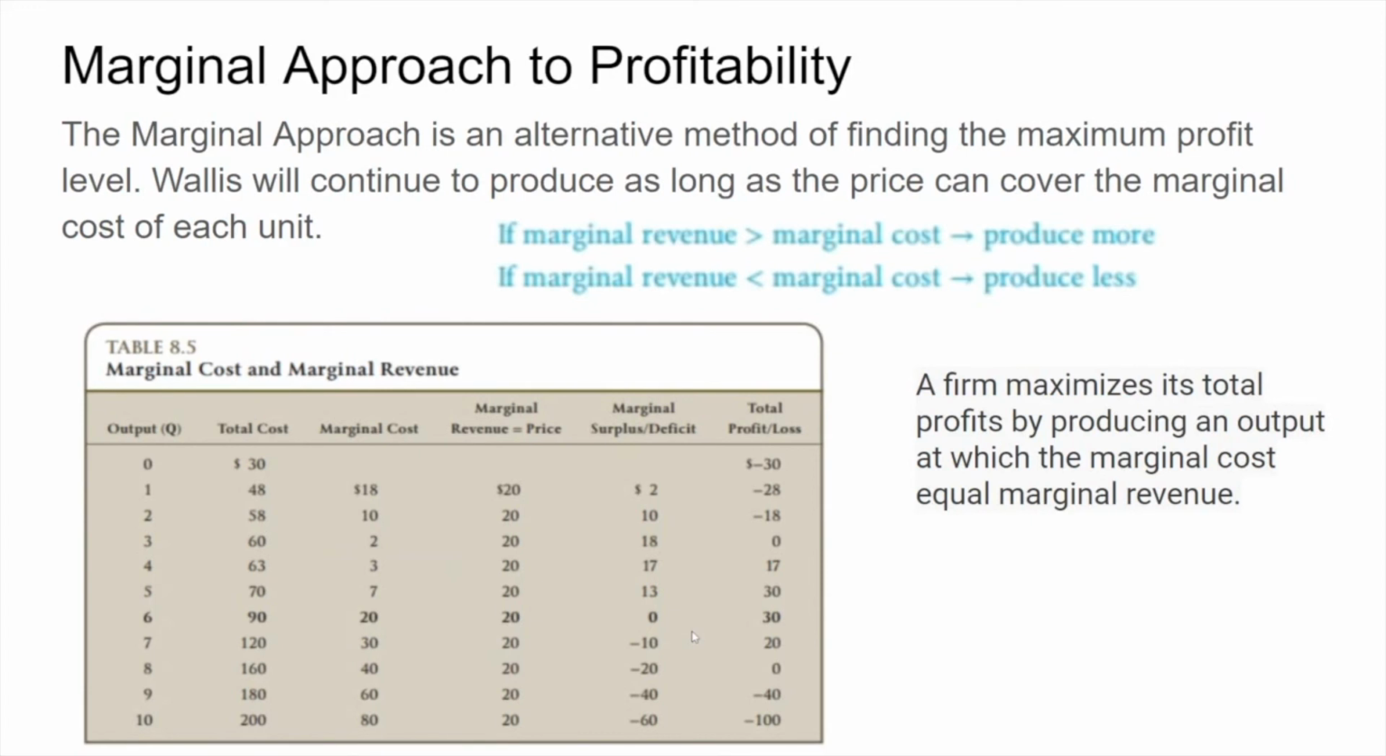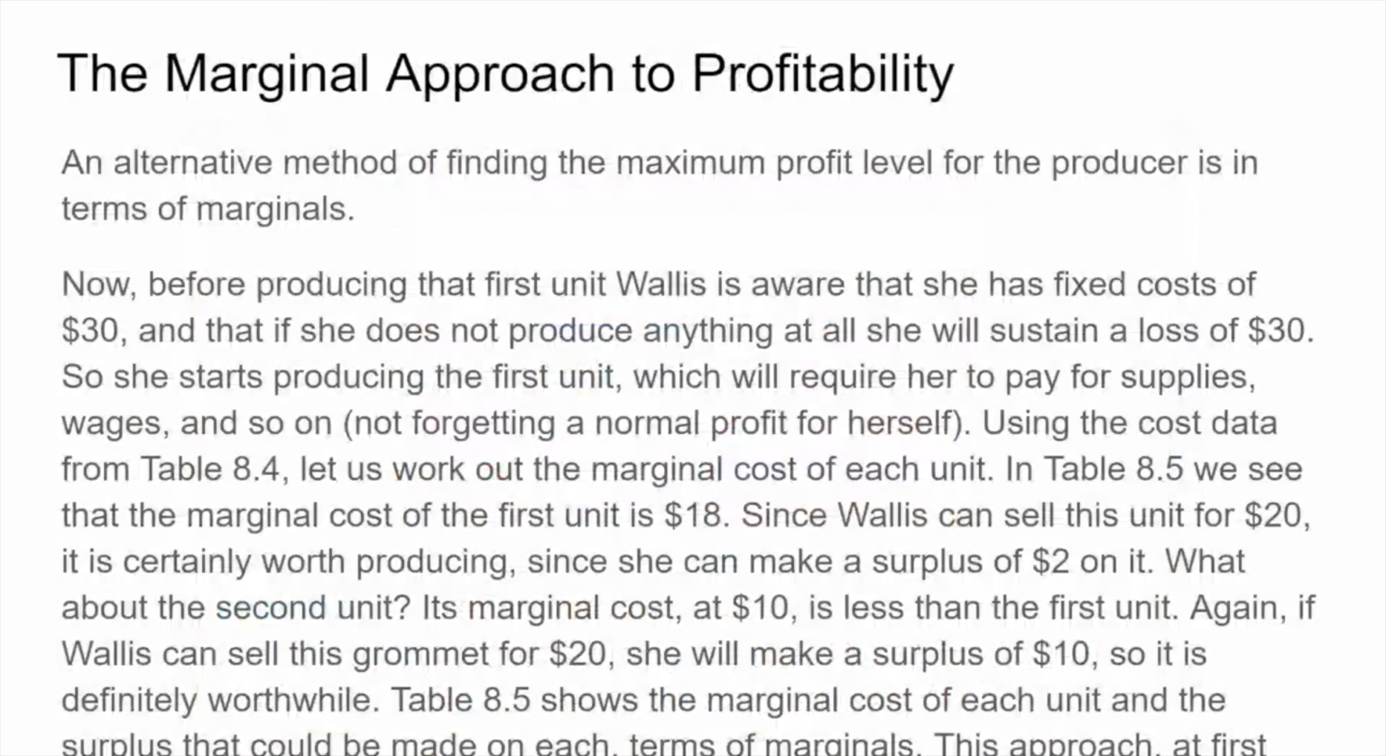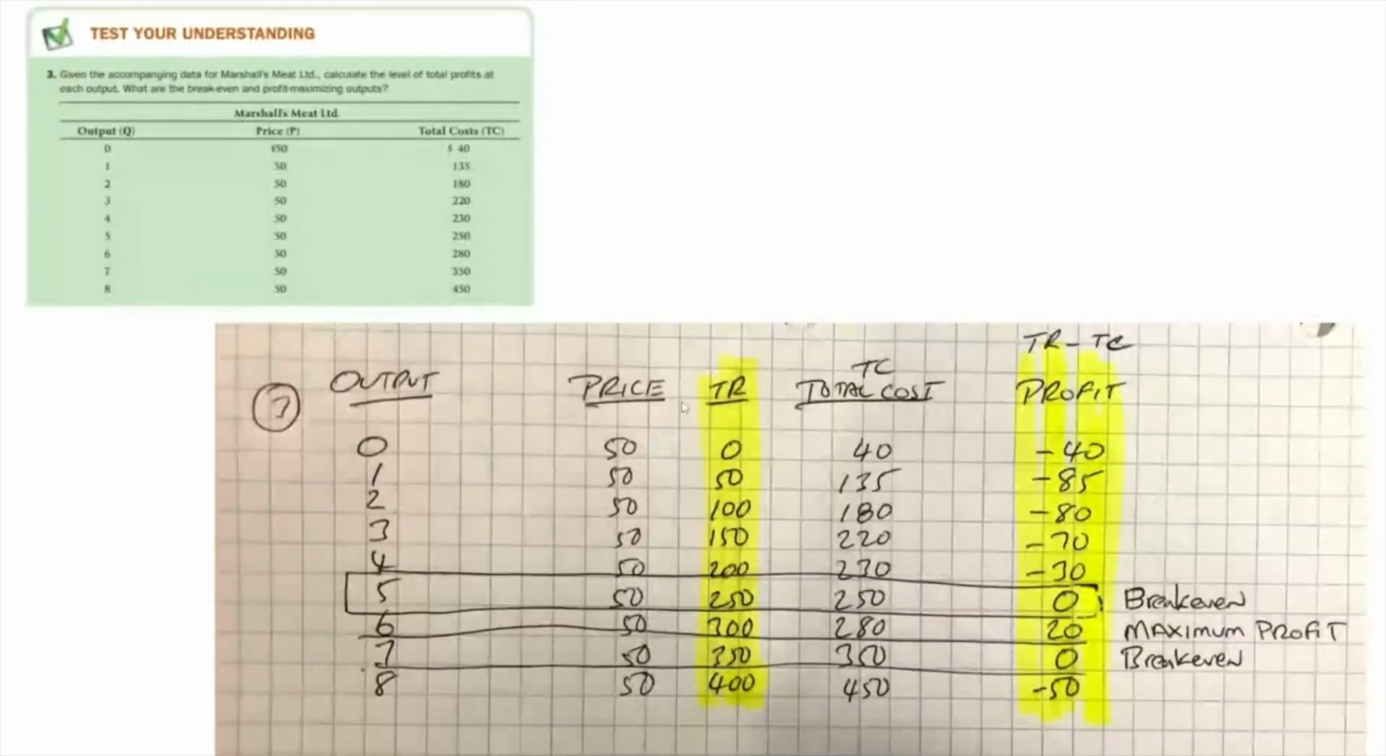So the marginal approach says, as long as we're making extra money, making extra ones, let's keep going. The moment that it costs us the same amount to make that extra bit of money, stop making any extra. So the marginal approach is marginal revenue equals marginal cost. And this is where you see right here, and you can see where it crosses there. This is demonstrated right here.